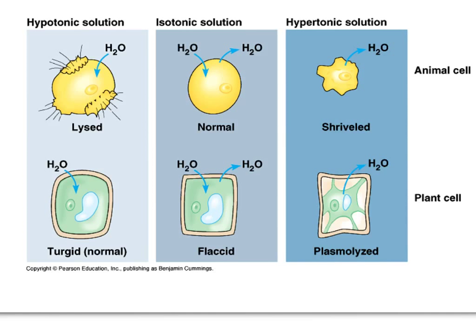A plasmolyzed plant cell is not doing very well. And if all of the cells in a plant are in this condition, then that plant is really unhappy and it's wilted and probably dead. So don't forget to water your plant cells.